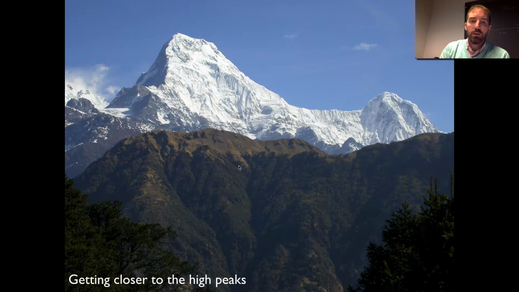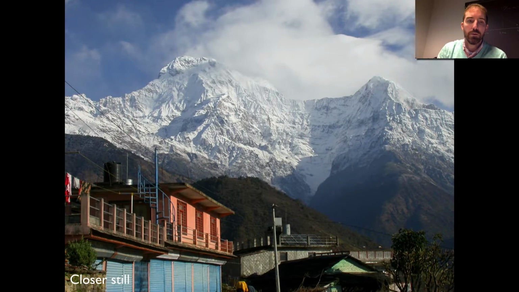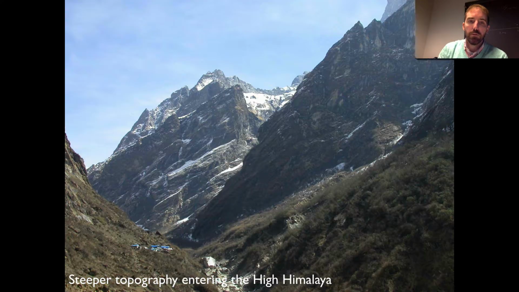Of course, getting closer to the high peaks, you can still see a decent amount of vegetation on the hill slopes, and then behind there at the higher elevations, there's essentially nothing but bare rock exposed. Again, similar kind of picture. This is about as high as we went when I was there, only a little over 3 kilometers elevation. We weren't going to climb the peaks or anything like that. But you can see already that the landscape is getting significantly steeper at these elevations.